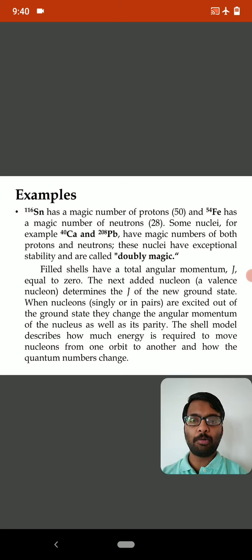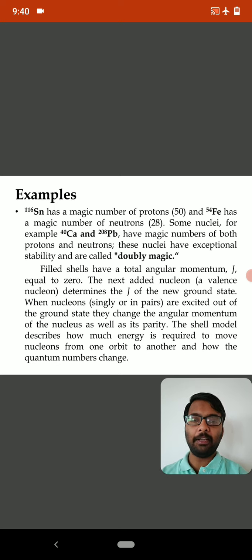Similarly, if we consider two more examples, calcium-40 and lead-208. In calcium-40, the proton number is 20 and the neutron number is 20. So 20 is a magic number. It has both proton as well as neutron number equal to 20, which is a magic number, means it is a doubly magic nucleus, which has exceptional stability because it has both proton and neutron numbers as magic numbers, 20 and 20. So doubly magic nuclei are highly stable.